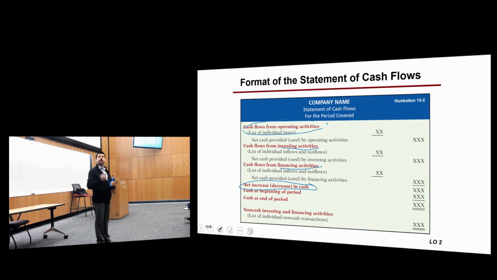You compare net change in cash to the change in cash on the balance sheet. So this is why you have here cash at the beginning of the period plus the net cash. It should give you cash at the end of the period. This is the same amount that should appear on the balance sheet of that year. Okay, and at the bottom here, you have non-cash significant transactions.